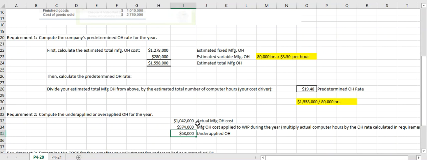So if we had actual manufacturing costs of $1,042,000 and we only allocated $974,000 of those costs, we're left with $68,000 that hasn't been allocated yet, but we actually paid for. So because what we applied is less than what we actually incurred, we have underapplied overhead.